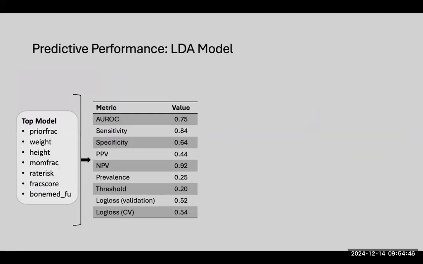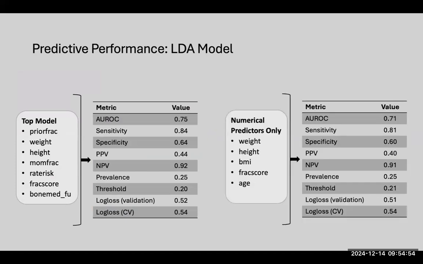So this is the top model. The area under the ROC curve is 0.75, sensitivity of 0.84, and PPV of 0.44. And then to contrast, this is the model with the numerical predictors only, and this had all of the numerical variables in the data set, not worrying about multicollinearity, because this type of analysis has less problems with this. And as you can see, the area under the ROC curve is just a little bit lower, 0.71, sensitivity 0.81, and PPV 0.4, so similar.